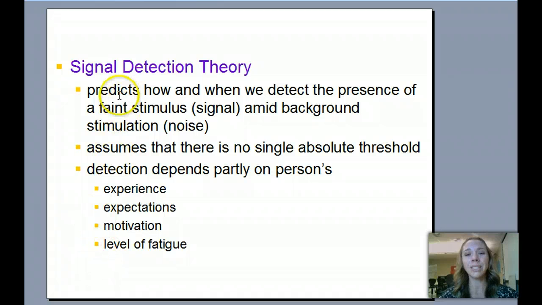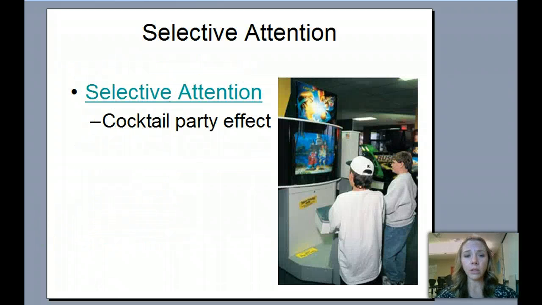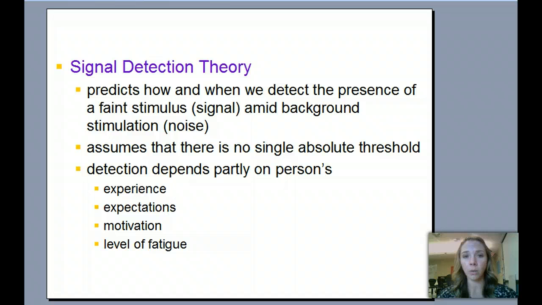So really the signal detection theory, going back to that, is that the absolute threshold can change depending on these four things. How experienced you are with it, if you're expecting it to happen, how motivated you are for it to happen. Maybe you know your mom's going to text message, but you don't really care because you're not motivated to care, and then how tired you are. All right. Our next one, we're going to talk about some interesting phenomena with signal detection theory.